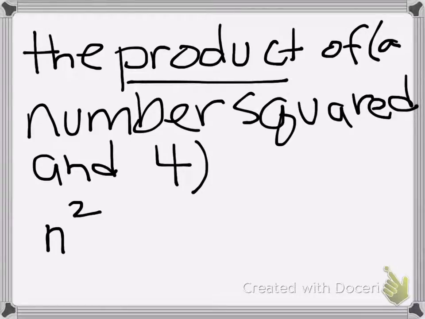Product would be multiply. So since I usually write a multiplication problem where the number is in front of the variable with no symbol, I'm going to put the 4 in front of the n squared, and that would mean 4 times n squared, which is what it's asking for.